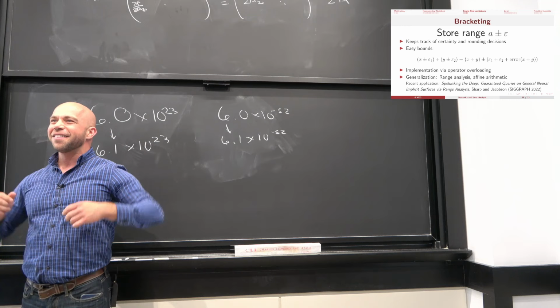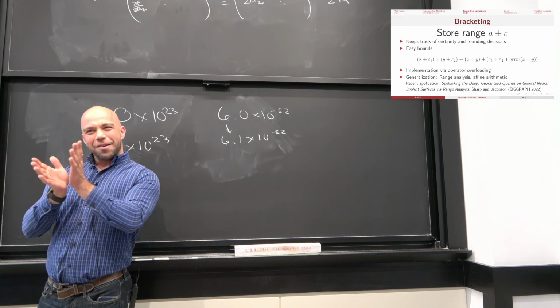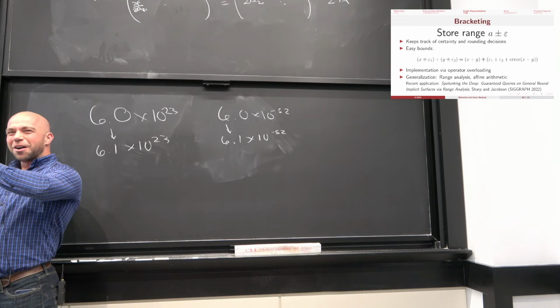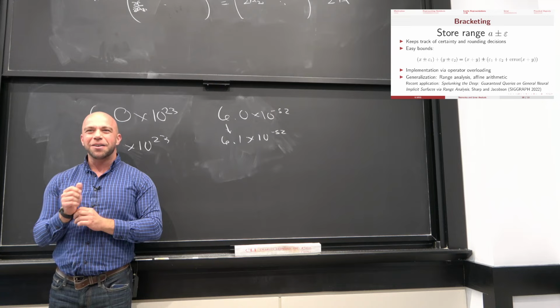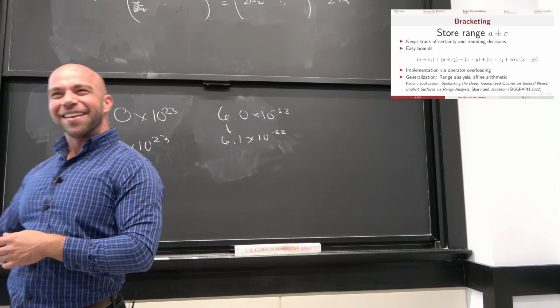But there's a generalization of this theory called range analysis, where, if you think of this as the constant term in a Taylor series, they maintain a linear term and a quadratic one that brackets your calculation. And they show that you can get very accurate queries very efficiently for certain models with relatively few bits, which is so cool. It's a fun paper to look at. I encourage you to do so.